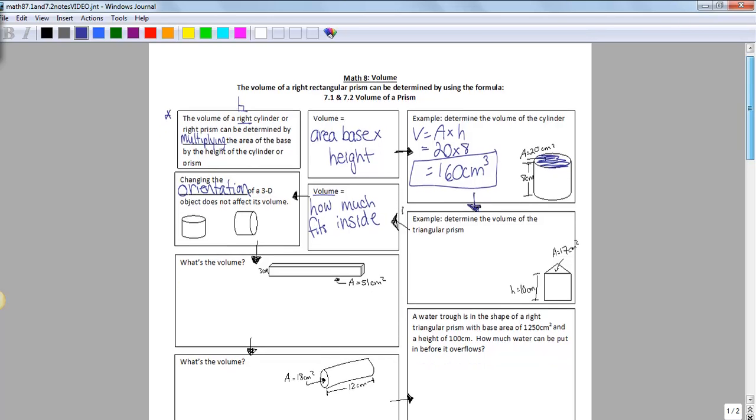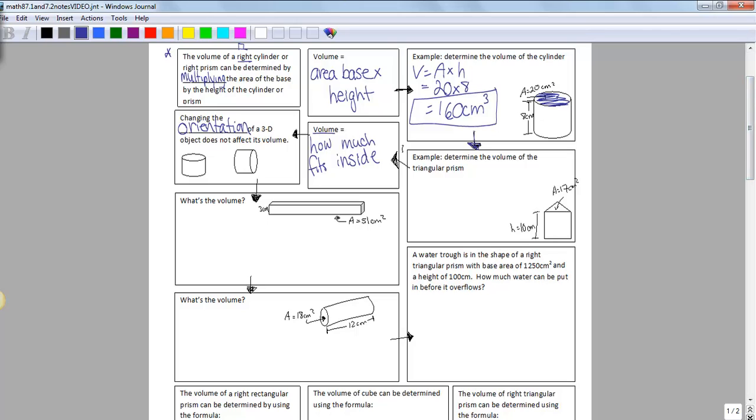So let's do one of these practice questions together. It says, what's the volume? Volume is area times height, or length, depending on the orientation. We've got the area, the big rectangle on the bottom, so that's 51. And then it looks like it's 3 centimeters high, so we're at 153 centimeters cubed. You need to do the next one on your own, and you can check your answers next day.